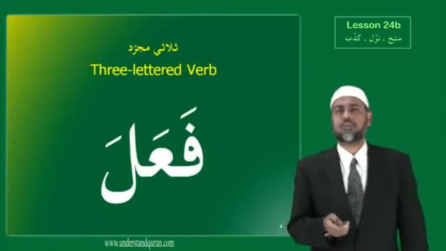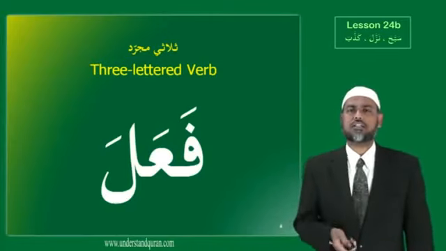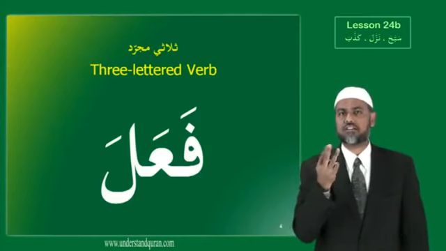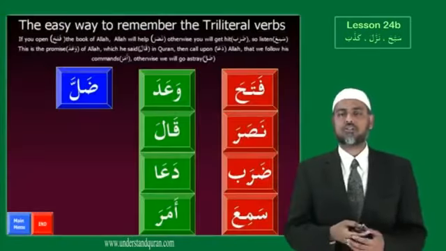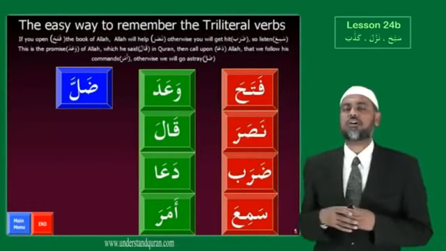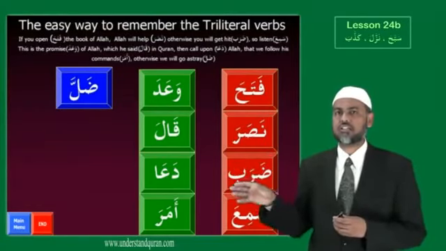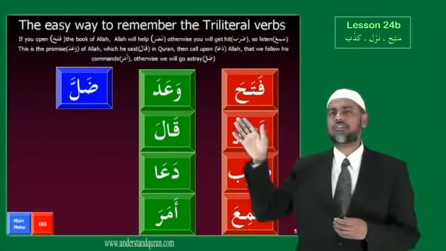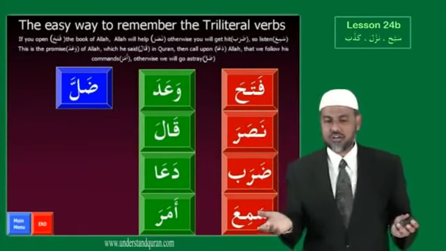We started verb and learned different forms of verb. We saw that verb in Arabic is made of 3 letters, fa'ala. And we also learned different forms of a verb like fataha, nasara, daraba, sami'a. And the special cases, these are different patterns. And you know how to remember them.